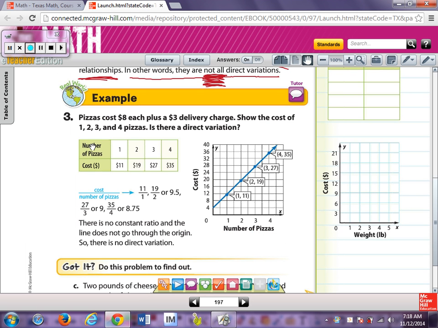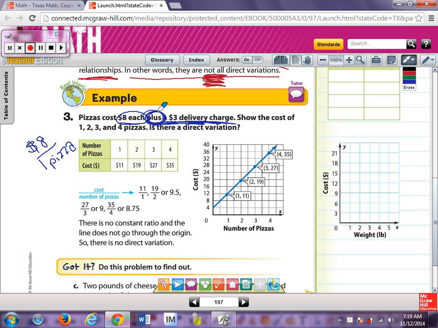So here it says pizzas cost $8 each plus a $3 delivery charge. Show the cost of 1, 2, 3, and 4 pizzas. Is there a direct variation? All right, I want to break down this whole sentence before I go any further. I have $8 each. Right there, that's a unit rate. I'm paying $8 for one pizza. And we know a unit rate's always necessary when you have direct variation or a proportional relationship. But it says here, plus a $3 delivery charge. Big rule. We are never adding or subtracting when we have proportional relationships or direct variation.